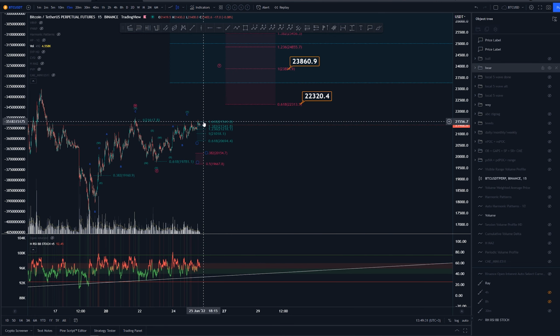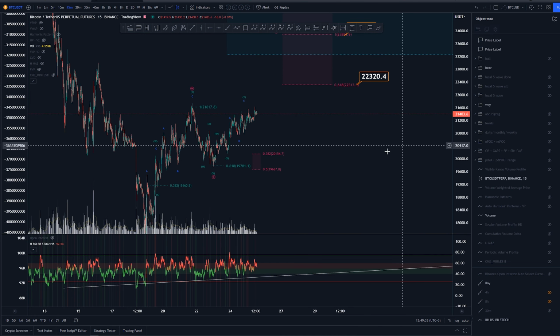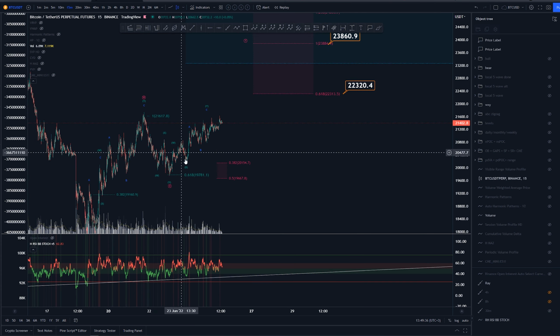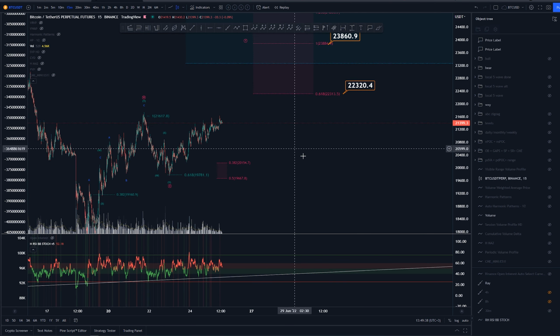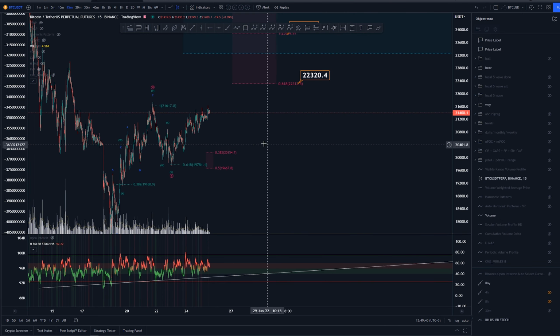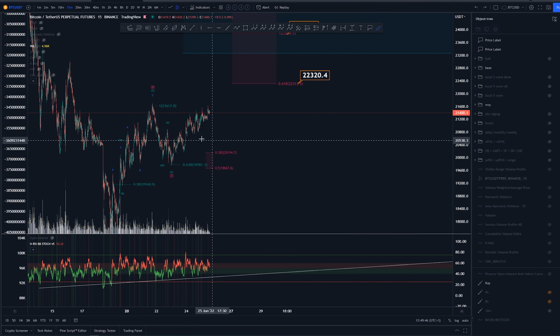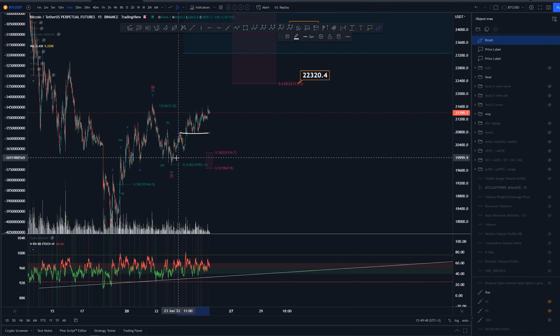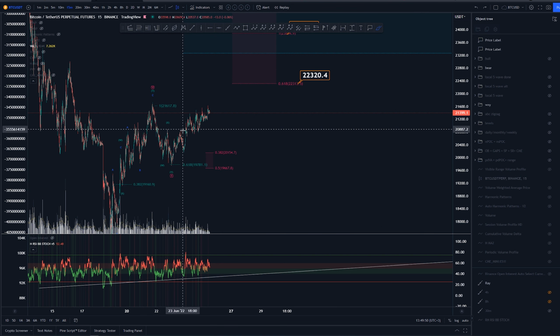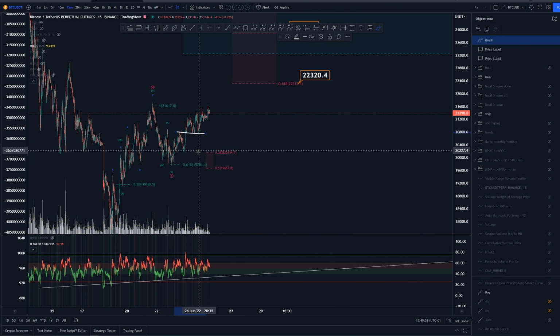Overall, I don't really like this count how I've labeled it before. I feel like these are substructures of this whole thing. So at the moment, I'm out of it. I don't want to trade this chop. It is really choppy. You can see that all of the retracements are going to the tops, basically to the tops that we had previously.